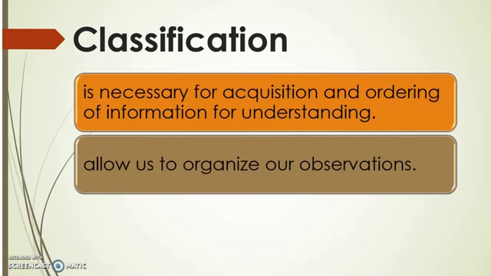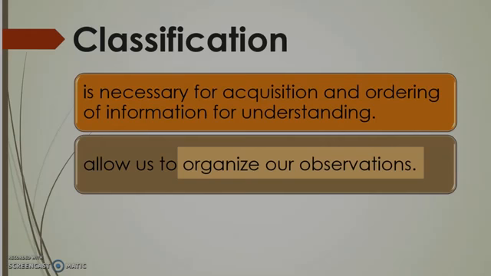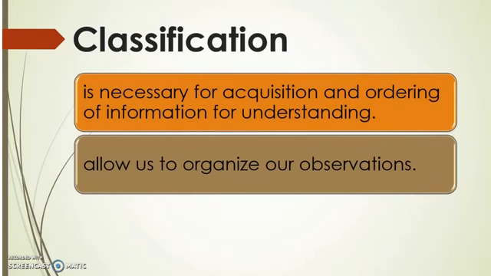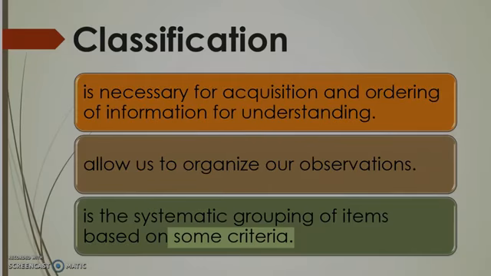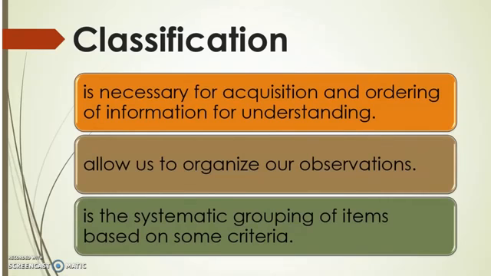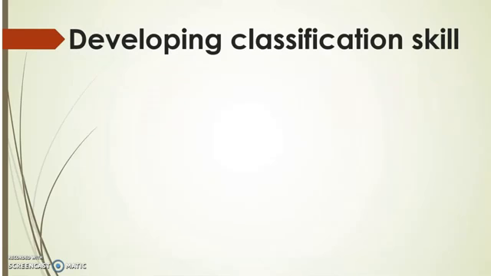So the classification skill allows us and our learners to organize observations. That's why I'm talking about this skill after observation, because in classification, the role of observation is very important. Classification is basically a systematic grouping of items based on some criteria. So what is the key takeaway from this slide? The key takeaway is that classification is always based on some criteria.